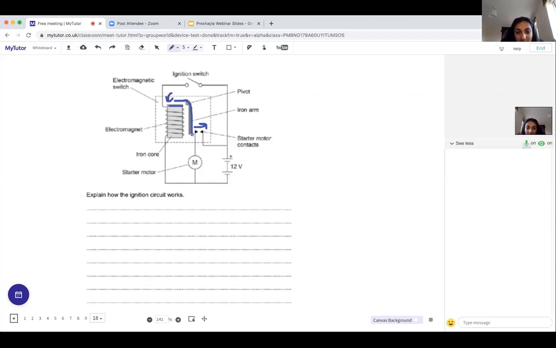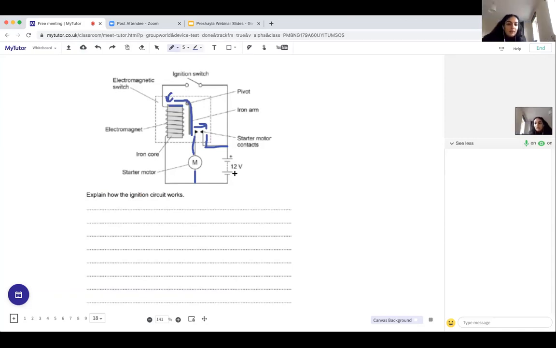Now you can see that that's going to hit these contacts and force them together. So this iron arm hits the motor contacts and puts them together. Now, if they become in contact with each other, they create a little circuit of their own. So you can see that it's like a mini circuit inside our circuit. So it goes from here, contacts hit, and then it goes into the motor.